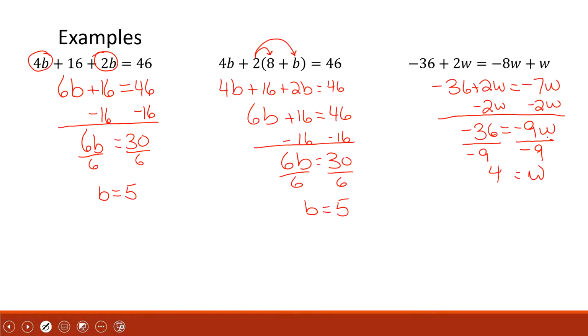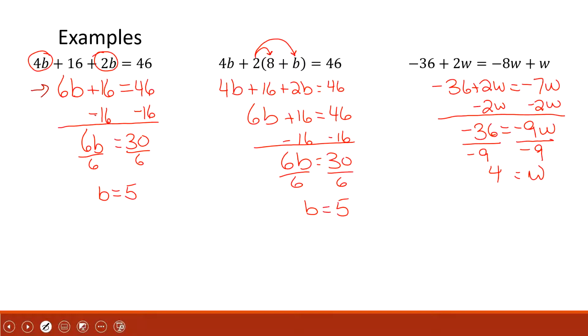So here's our examples already worked out. We end up with 4b plus 16 plus 2b equals 46. You see I circled them. I combined our like terms to 6b plus 16 equals 46. The next step was to undo addition or subtraction. I'm adding 16, so to undo that, we do the opposite. We subtract 16 from both sides.